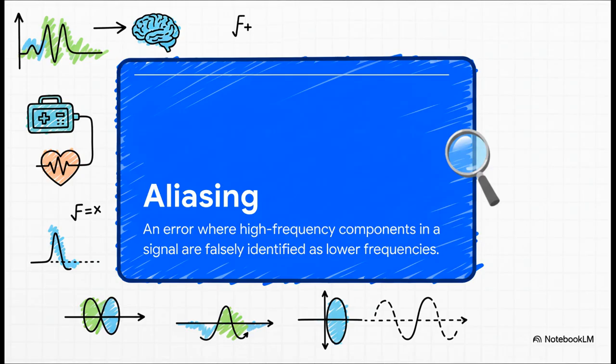This is what happens when you just don't take snapshots fast enough. A really high-frequency signal can basically put on a disguise, masquerading as a lower-frequency one in your data. It's a classic case of mistaken identity that can absolutely ruin your analysis.